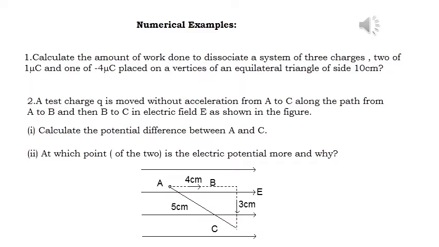Another question: a test charge Q is moving without acceleration from the point A to B and from B to C, actually from A to C, along the path from A to B and then B to C, in an electric field E as shown in the figure. The actual question: calculate the potential difference between the points A and C. And another question: at which of these two points, A or C, is the electric potential more, and why? Interpret.